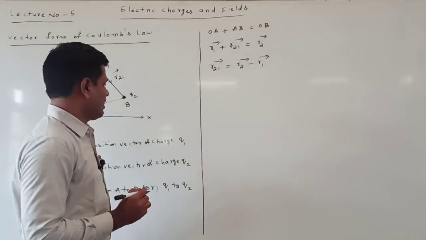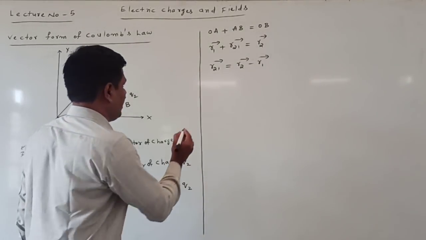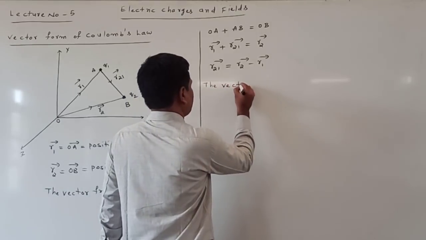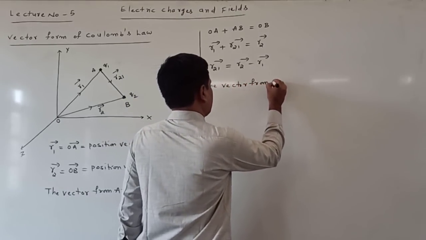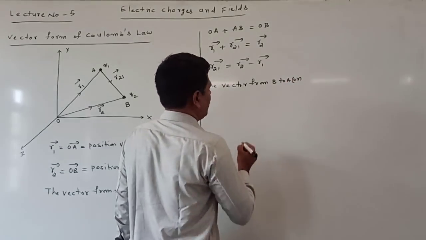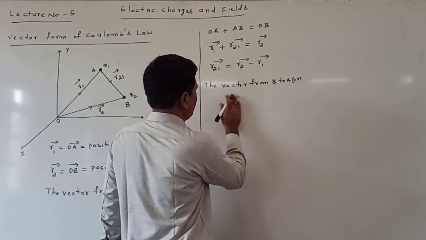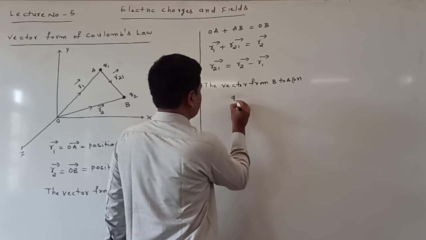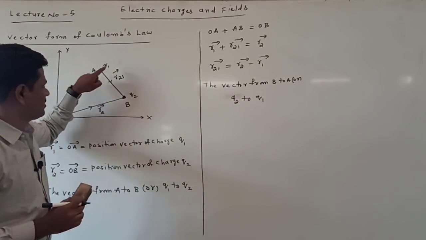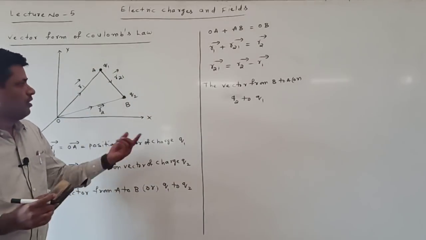Next we write the vector from B to A. Similarly, we have to find the vector from B to A, or Q2 to Q1. This is the vector r12 bar, from Q2 to Q1.